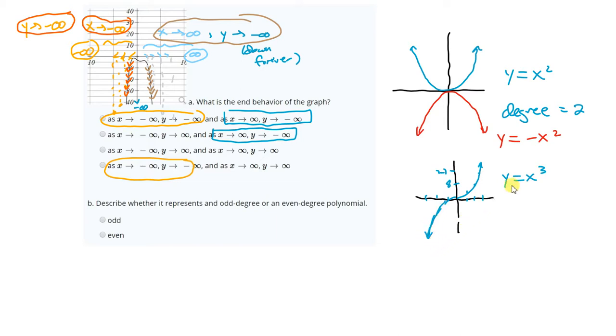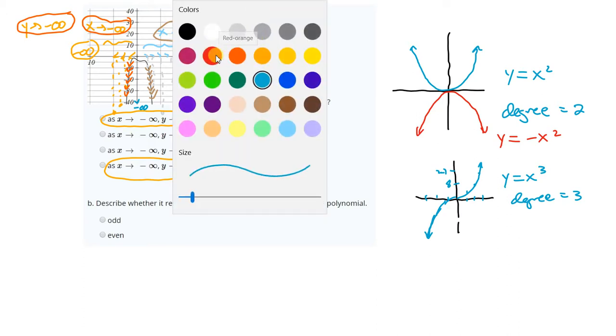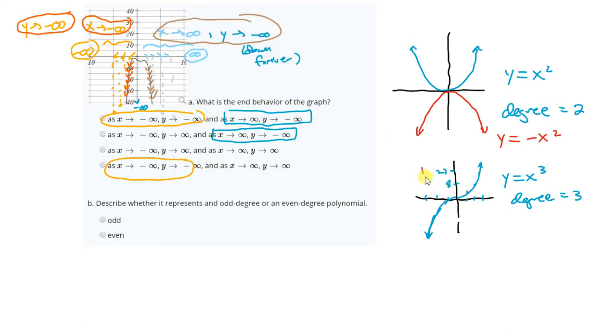Okay? So notice when you go to an odd degree, like 3, we're getting the ends moving in opposite directions. What about if I put a negative symbol in the front? If I put a negative symbol in the front, that just flips this thing upside down vertically. So this would be the graph of y equals negative x cubed.